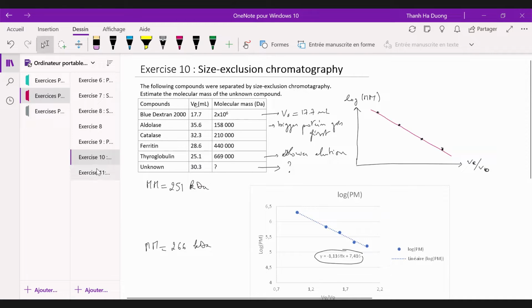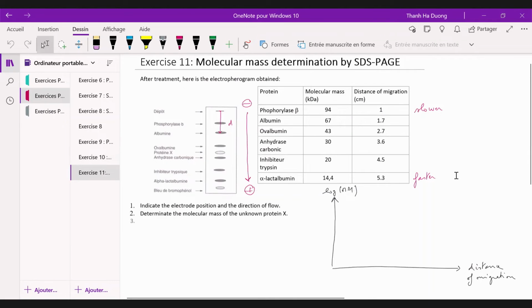For the SDS-PAGE, this is the opposite of the gel exclusion gel, because this time the smaller protein goes faster and the bigger goes slower, okay? So you normally have to plot the logarithm of the molecular mass against the distance of migration.